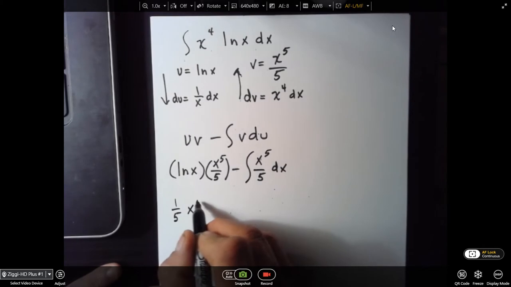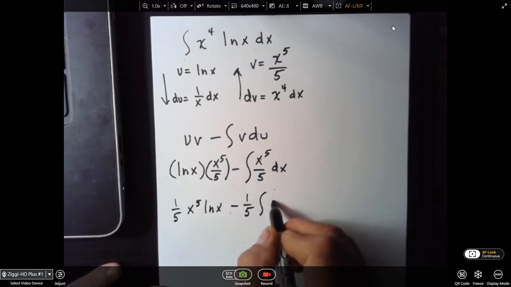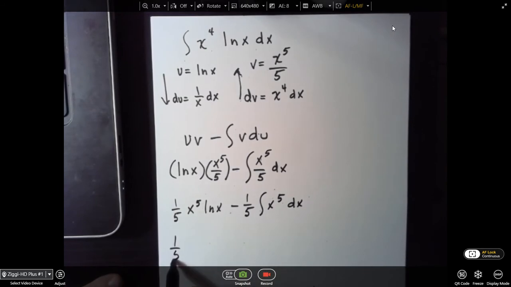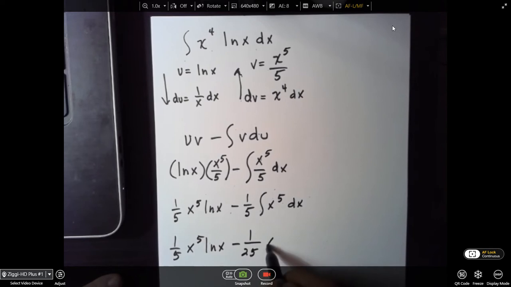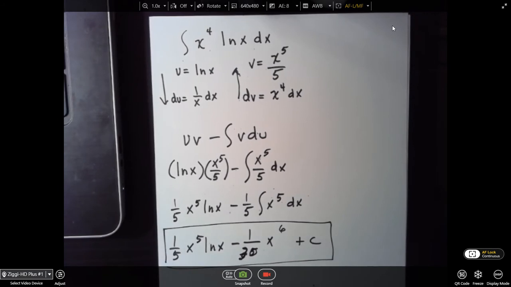1/5 x to the 5th natural log of x minus 1/5 antiderivative of x to the 5th dx. 1/5 x to the 5th natural log of x minus 1/25 x to the 6th. I'm sorry, I think I messed up. It should be x to the 6th over 6, which would be the 30th. My mistake. Plus c. And here you can factor out a 1/5 x to the 5th, and that would give you natural log of x minus 1/6, plus c. But again, the basic solution is all I'm looking for. Make sure you can do the mechanics.